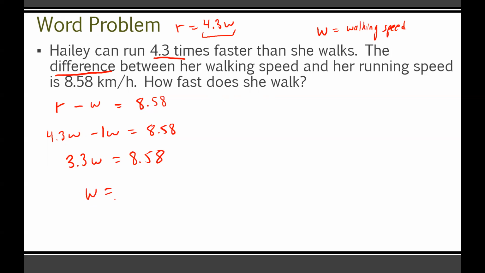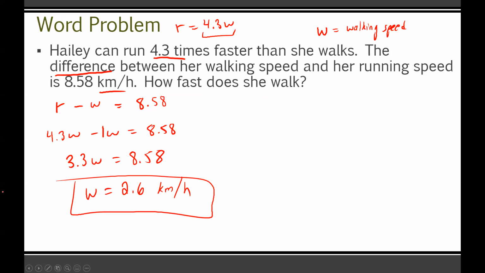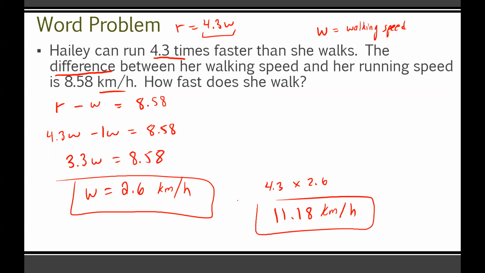Her walking speed is 2.6, and I suppose the units on that are going to be kilometers per hour. So that would be her walking speed right there. It didn't ask for her running speed, but if you wanted to calculate it, you could just go 4.3 times 2.6, and that is going to be 11.18. Her running speed is 11.18 kilometers per hour. So there you go. The more you know.